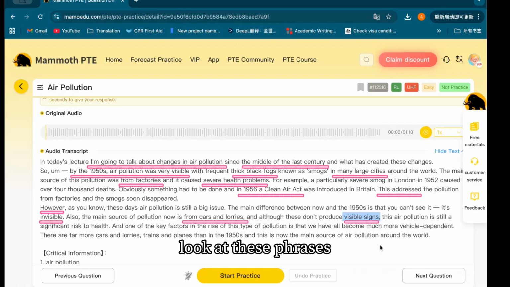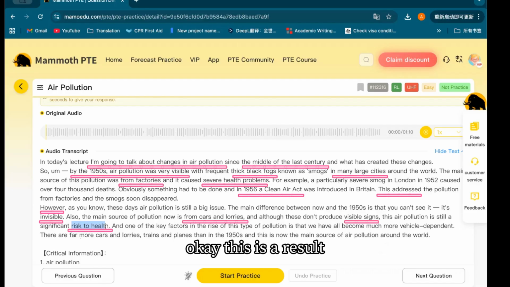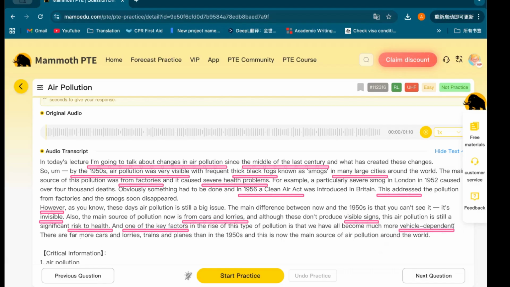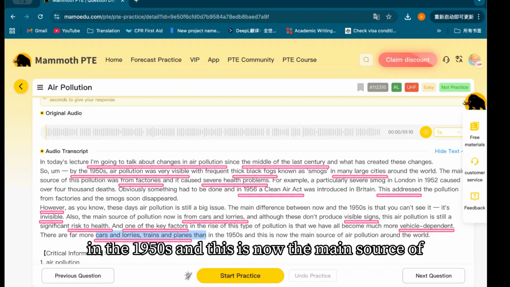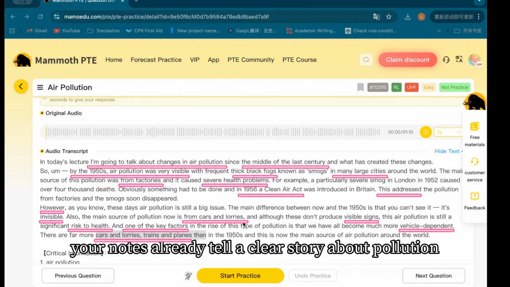Look at these phrases. This air pollution is still a significant risk to health. Okay, this is a result. This is a result. So we need to put this down. And one of the key factors, introduce another factor, in the rise of this type of pollution is that we have all become much more vehicle dependent. This is a main cause. This is a main factor. There are far more cars and lorries, trains and planes than in the 1950s. Okay, this is the transportation modes, isn't it? And this is now the main source of air pollution around the world. Okay, so at this point, your notes already tell a clear story about pollution in the past.